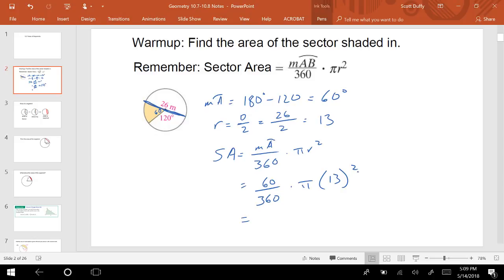That will give you 28.16 pi meters squared. And then if you actually multiply that number by pi, you get 88.49 square meters.